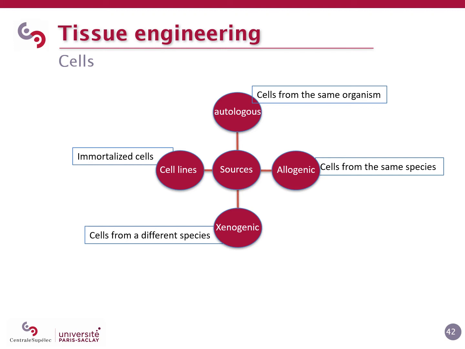Naturally, cells are a key player in tissue engineering. I will briefly discuss stem cells later in this presentation. Cells can be obtained from 4 different sources. From the same organism, autologous cells; from the same species, allogenic cells; from a different species, xenogenic cells; and from cell lines, immortalized cells.